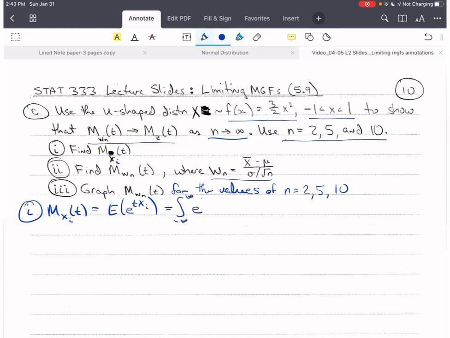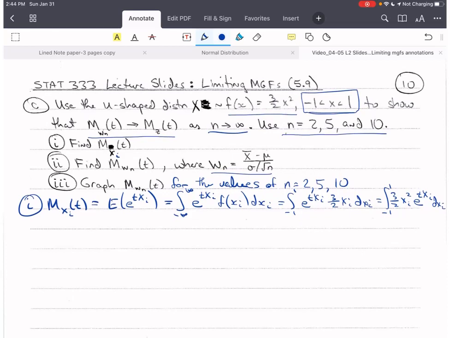So this is going to be the integral of e to the txi times f of xi dxi. Well, we've only defined x. X is only the support, I should say. The positive values of f only occur when x is between -1 and +1, so we can replace our limits of integration with -1 and +1, e to the txi, and then f of xi is going to be 3/2 xi squared, dxi, which can be combined as the integral of 3/2 xi squared e to the txi dxi.